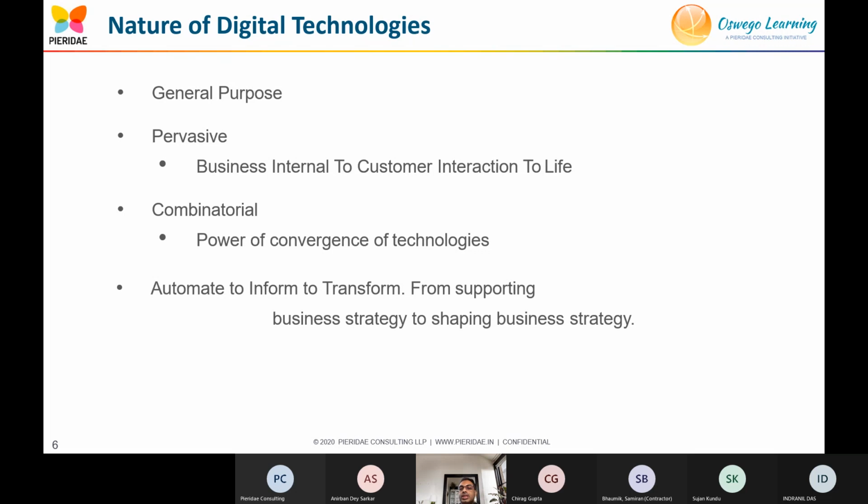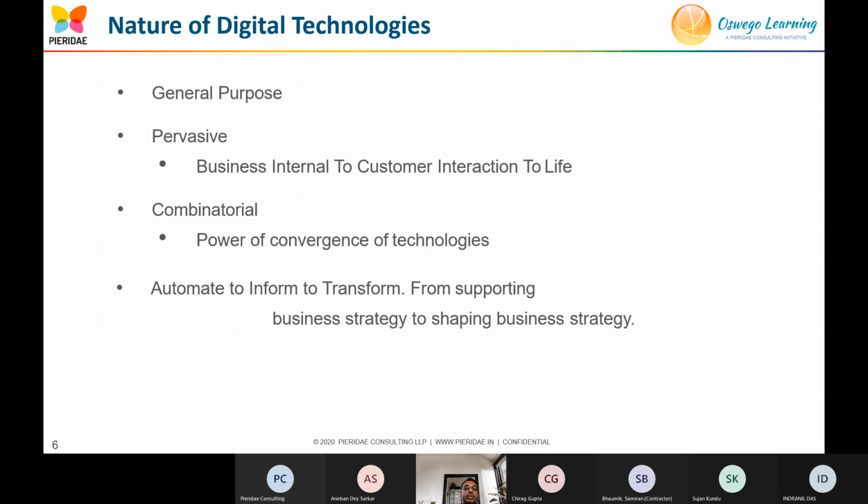Second point is pervasive, means available everywhere. It's not confined to any set of people, any set of customers. Available to everybody. Cloud technology is available to everybody. It can be connected with mobile and you can use it. Right? So general purpose, not confined to any particular business industry. Pervasive, available everywhere. And the third important point is combinatorial.